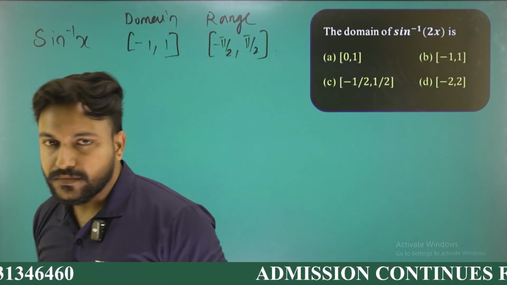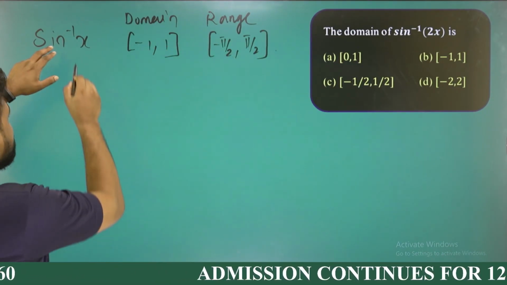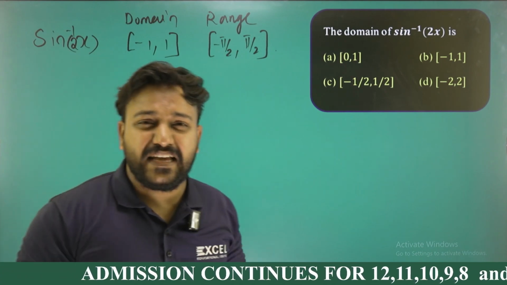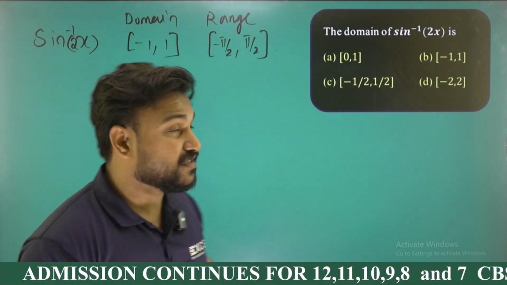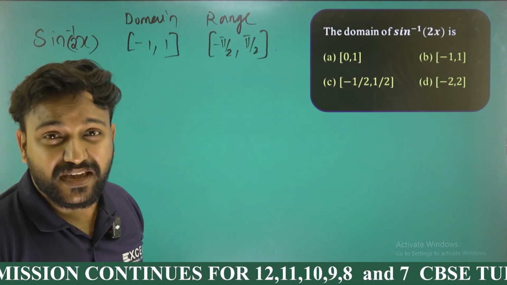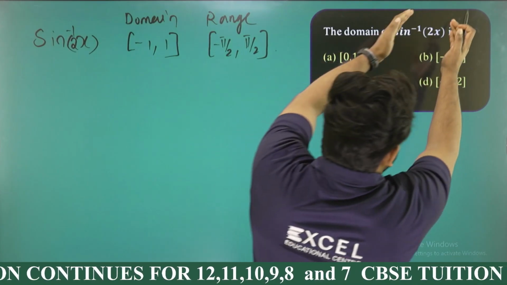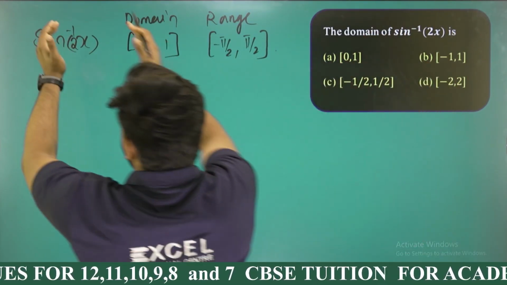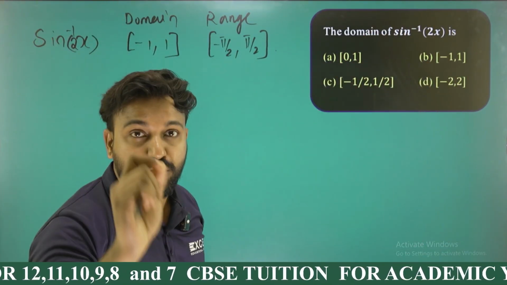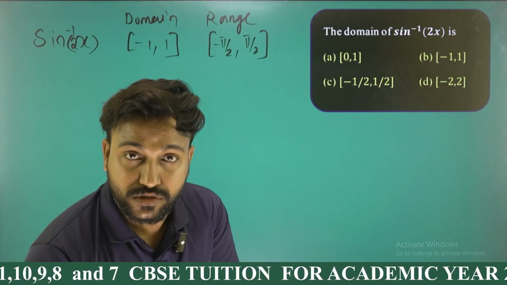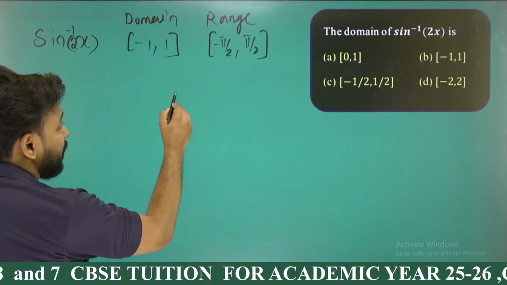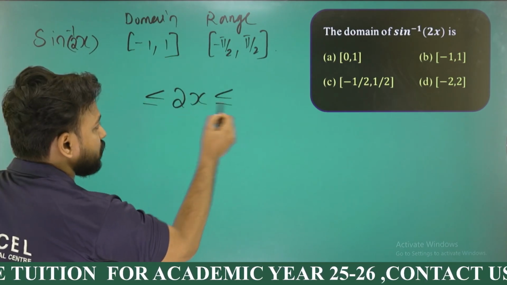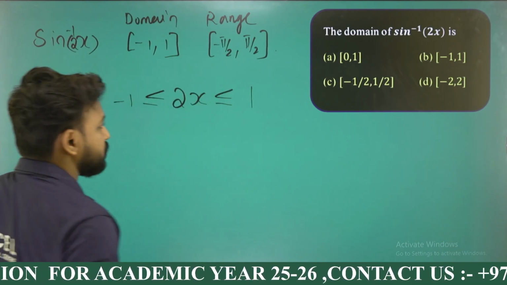Listen. But instead of x, now we have what? 2x. It is 2x, 3x, 5x, whatever it is, the domain should be what? -1 to 1. The thing inside sine inverse should be from -1 to 1. Understood? So here we have to write 2x should be between -1 to 1.